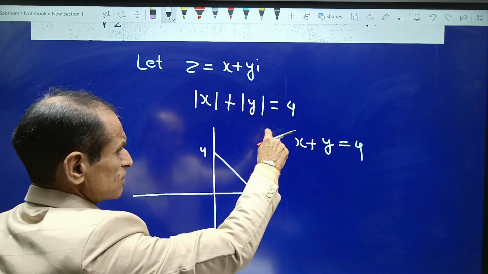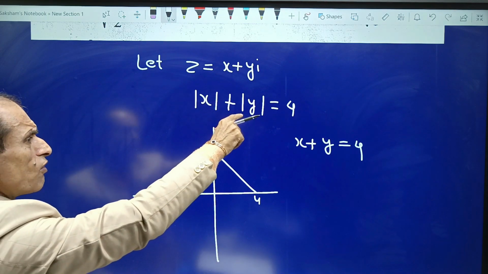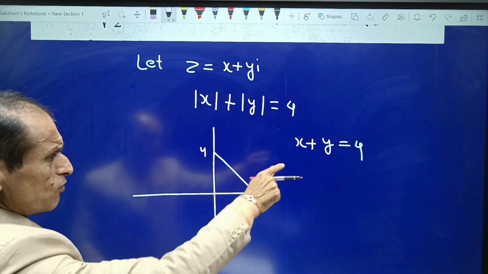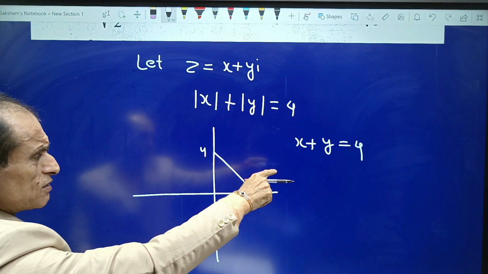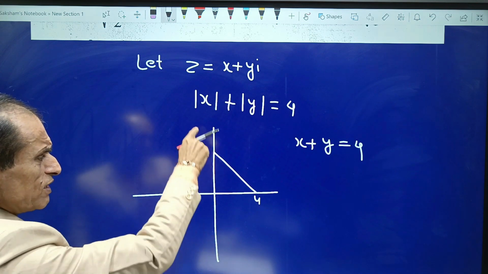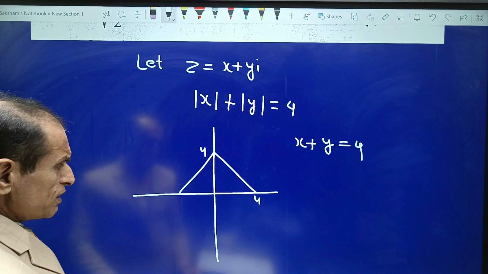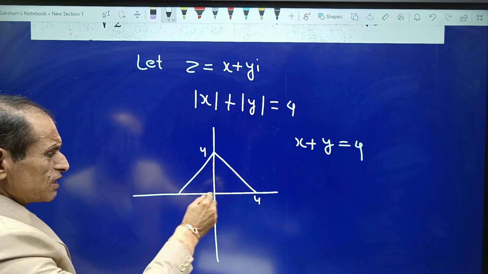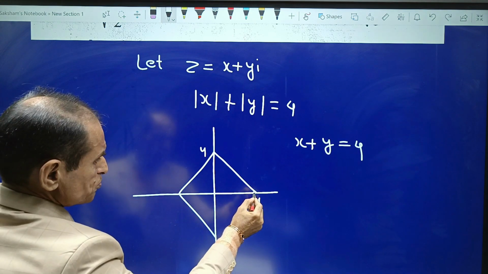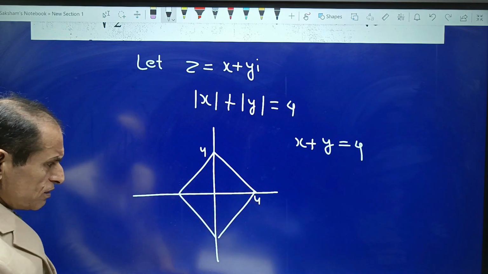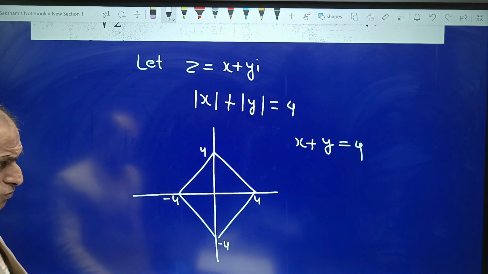Any point on this line satisfies this condition, and hence the graph of this can be obtained from the graph of this by using symmetry. That is, if I take the y-axis as mirror, this part will be obtained, and after taking the x-axis as mirror, this part of the graph will be obtained. This point will be minus 4 and this point will be again minus 4.